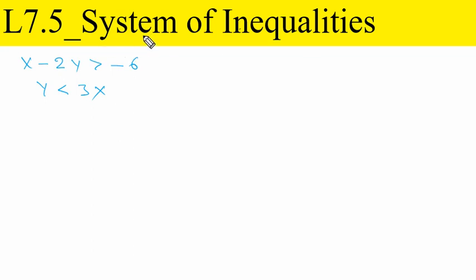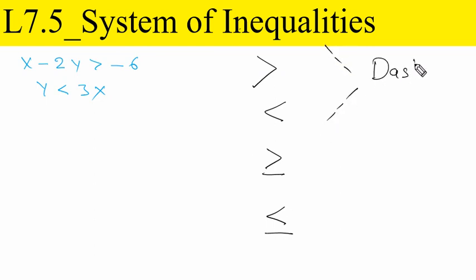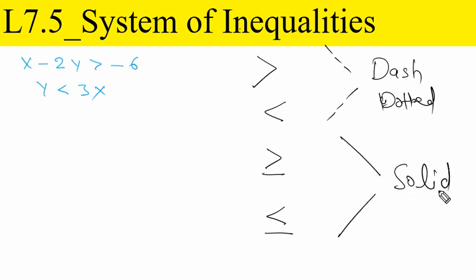In this video, we will talk about system of inequalities. We have four types of inequalities: more than, less than, more than or equal, less than or equal. For more than or less than, we will use a dash line, or dotted line. And for more than or equal, less than or equal, we will use a solid line. So that is the difference. Now let's try this question we have on the screen.